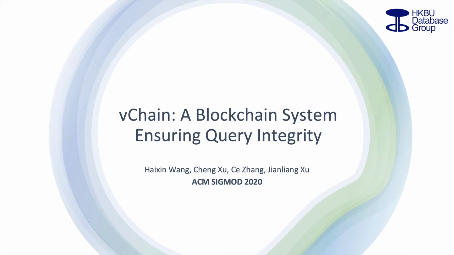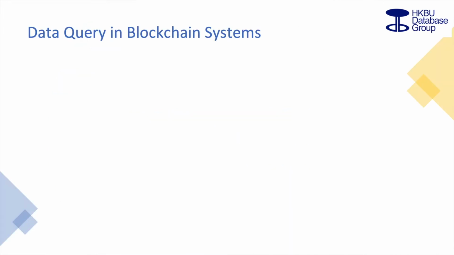vChain is a blockchain system which ensures query integrity. In this video, I will introduce how vChain guarantees query integrity by demonstrating the verifiable query operations.